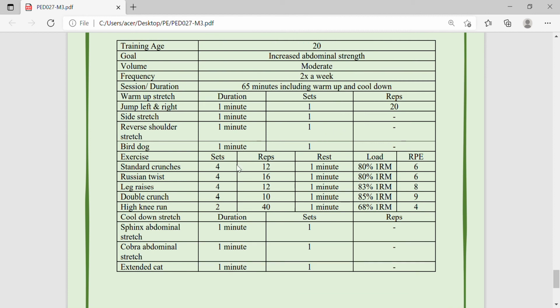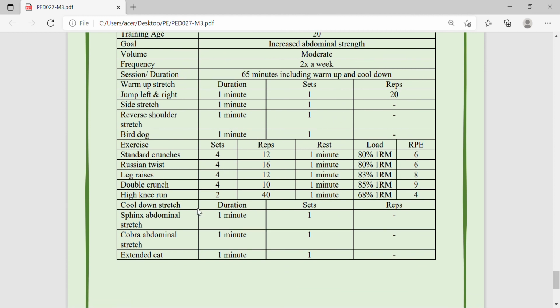So for his cool down, it includes the sphinx abdominal strength stretch, cobra abdominal stretch, and extended cat, all for 1 minute, 1 set each. And all these cool down stretches have the purpose of releasing tension right after the exercises.